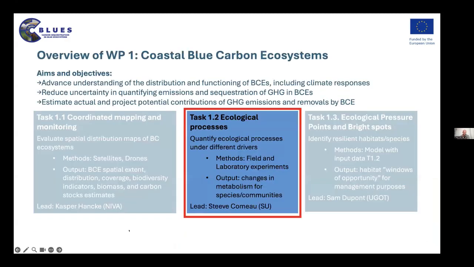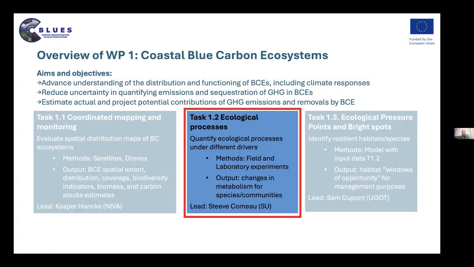What I'm talking to you about today is mostly the activity we do in work package 1 in the project. In this work package, we have different objectives. We want to advance the understanding of the distribution and functioning of blue carbon ecosystems, including their climate responses. So how are they going to respond to climate change? And this is mostly what I will talk about today. We want to reduce uncertainties in quantifying emission and sequestration of greenhouse gas in blue carbon ecosystems.